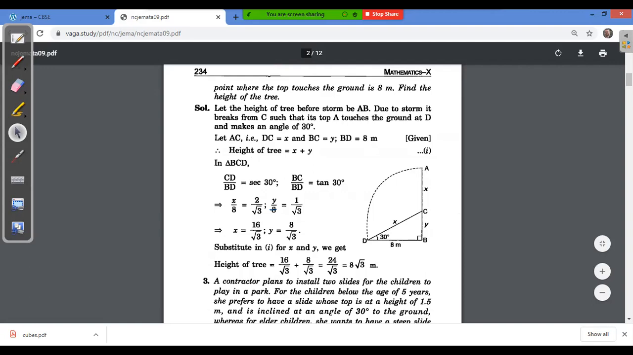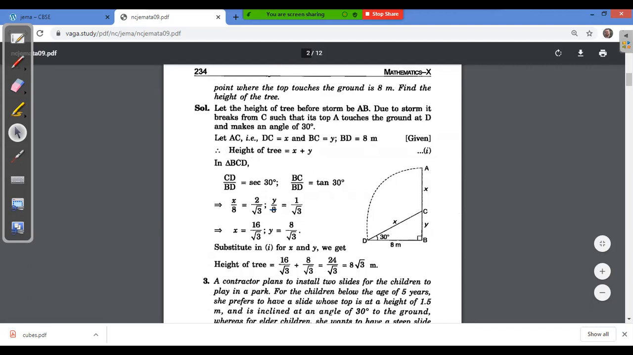I have the base and I have to find the hypotenuse. So which trigonometric ratio is connecting base and hypotenuse? Base is given, hypotenuse has to be found. So I'm going to use cos. So cos 30 is equal to base by hypotenuse.